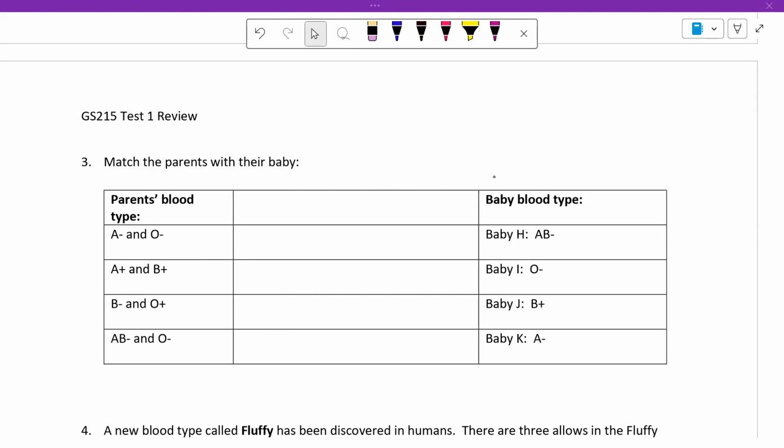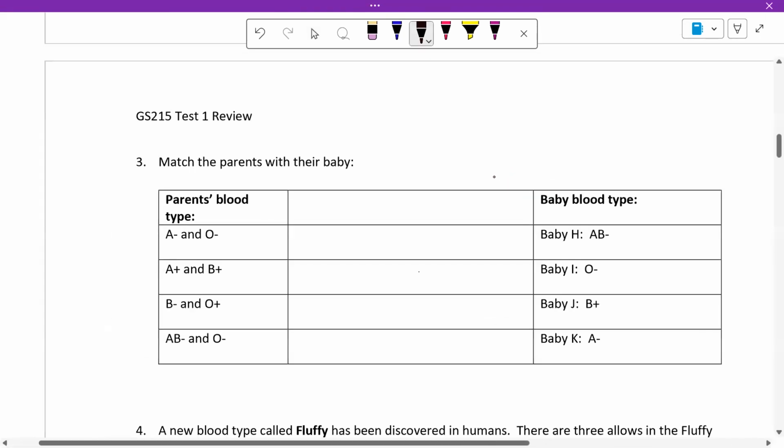To do these, you need to remember 4 things. Type AB blood cannot have a type O child. We wrote this down already. Type O cannot have AB. Negative will always have negative babies. And if both parents are type O, they will always have type O babies.